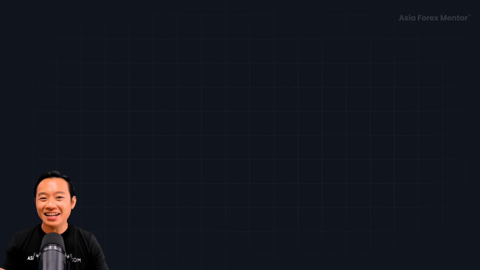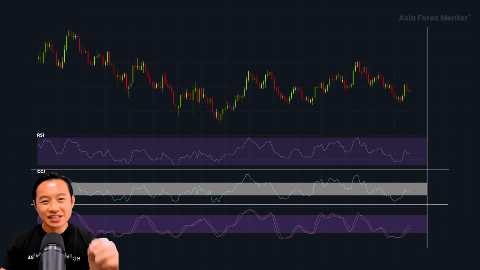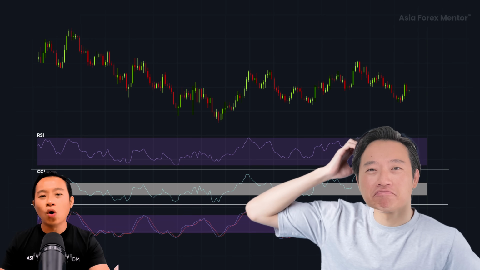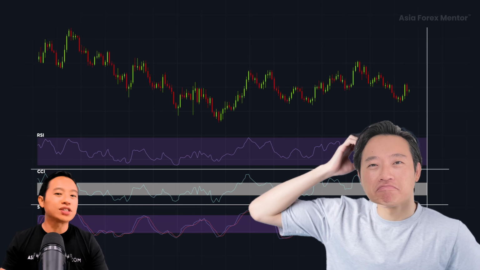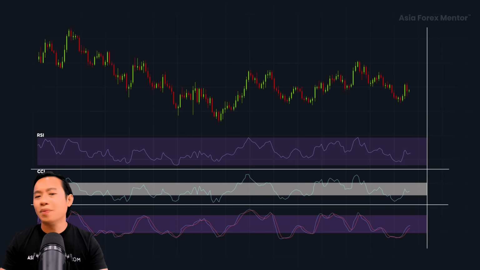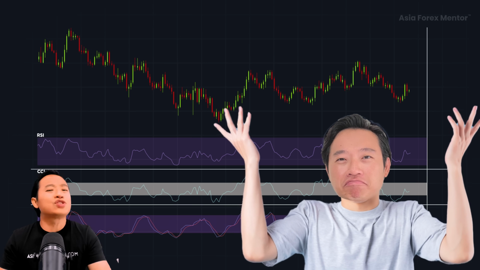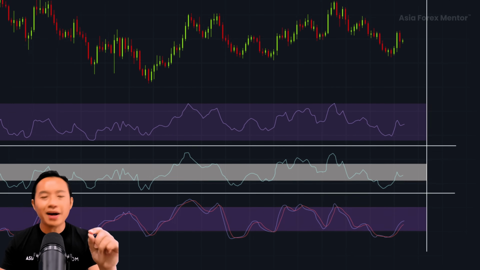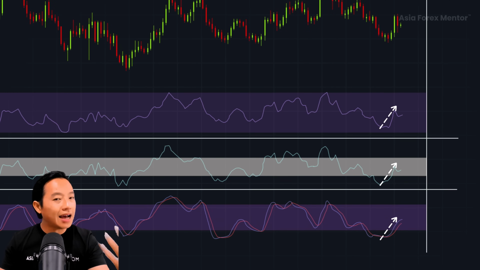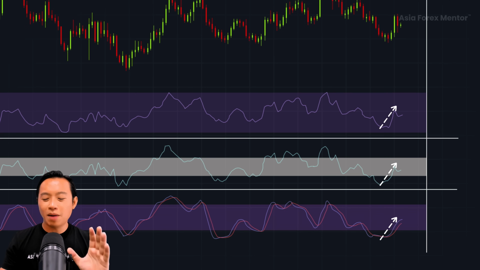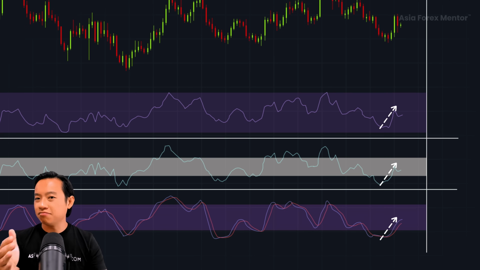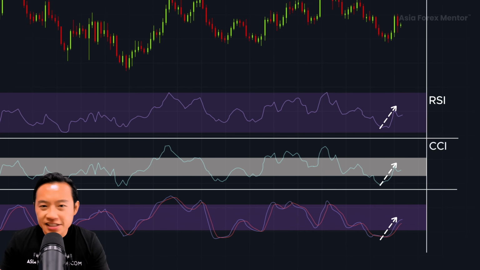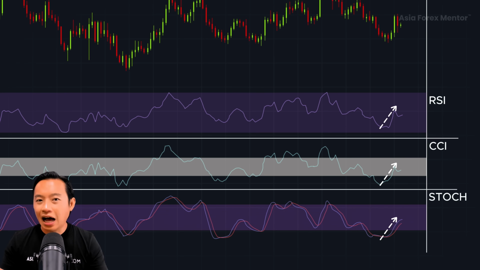Let's take a look at this chart right over here. So tell me, what's wrong with this? For some of you who are looking at it, you could be thinking, there's nothing wrong with this. It looks good. So let's look at the signal of this chart. What is the market doing? The market is going up higher. I see what you're saying. You are probably noticing that the indicators like the RSI, the CCI, the stochastic are all pointing upwards. And this suggests a bullish market trend.